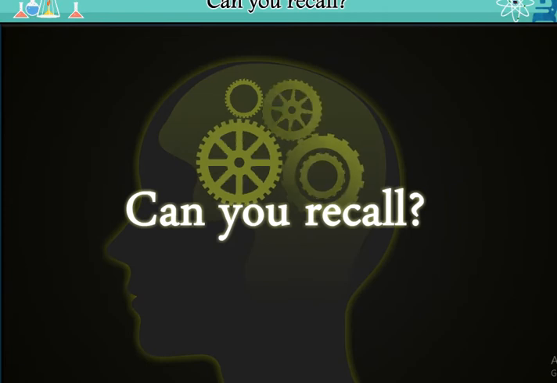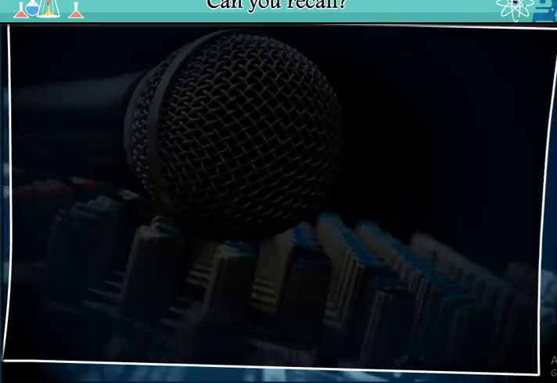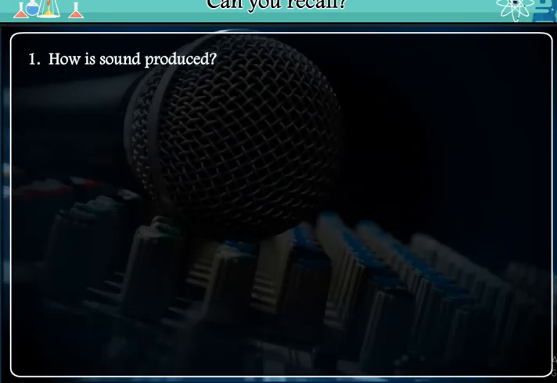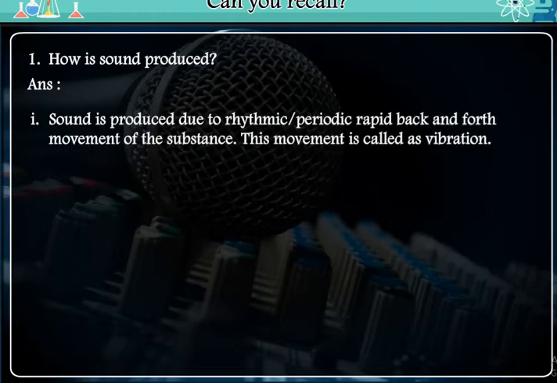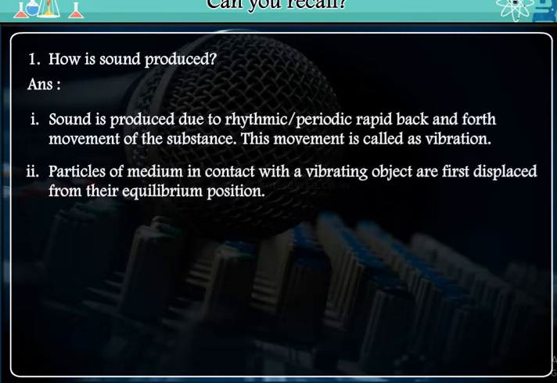Can you recall? How is sound produced? Answer. First, sound is produced due to rhythmic or periodic rapid back and forth movement of the substance. This movement is called vibration. Second, particles of medium in contact with the vibrating object are first displaced from their equilibrium position.